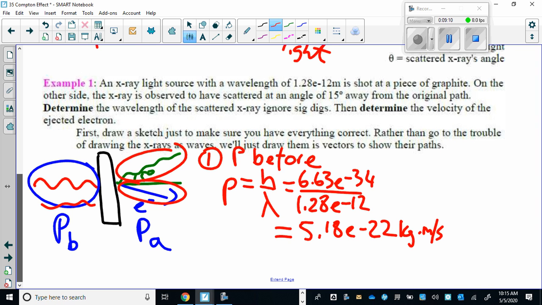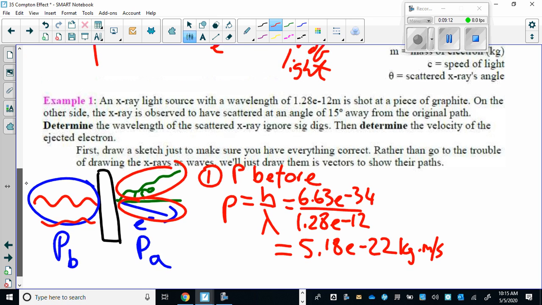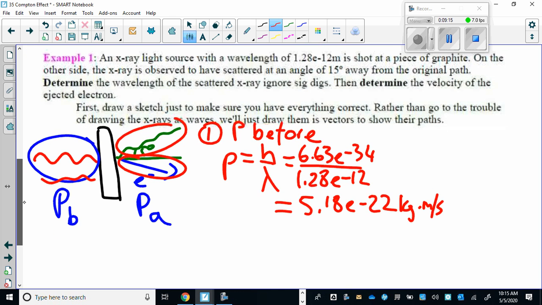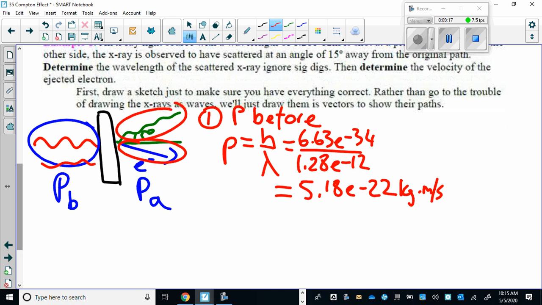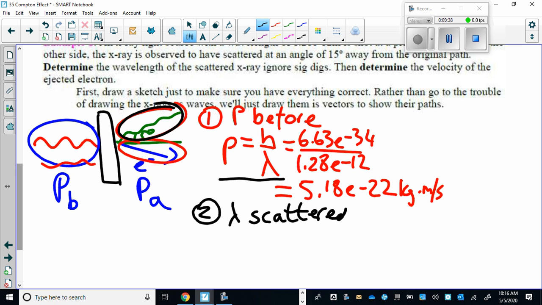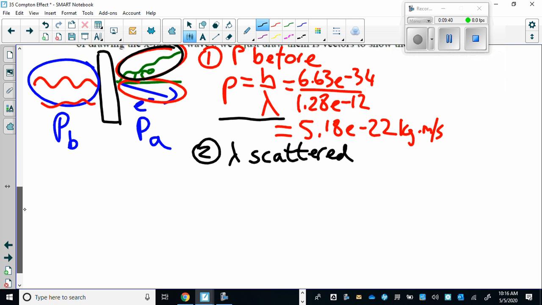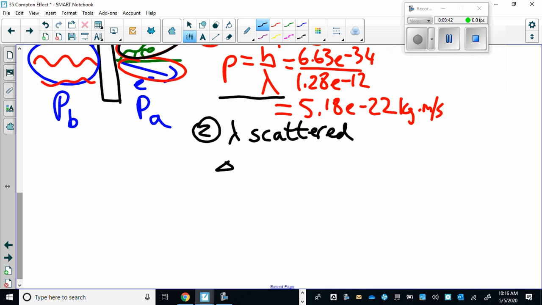Now we need to calculate the momentum afterwards. And what does it tell us? It doesn't tell us the wavelength of the scattered ray, so we can't go to this formula right away. We need to find out what that final wavelength is. And that's where, in step two, we're going to have to figure out the wavelength of the scattered ray using Compton's formula.